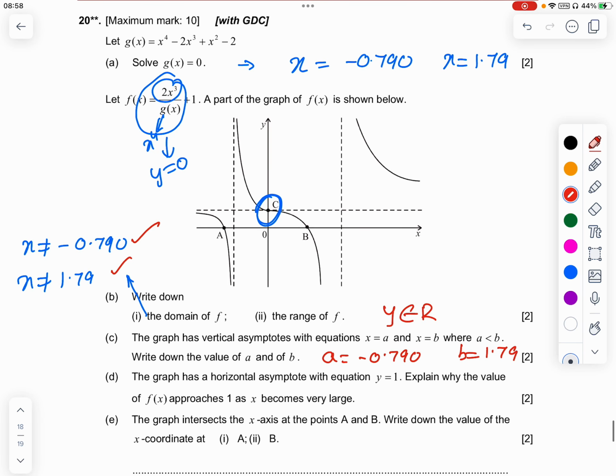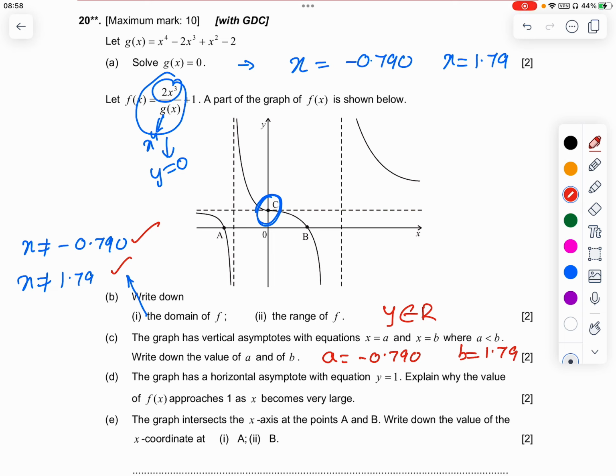The graph has a horizontal asymptote with an equation y equals 1. Explain why the value f of x approaches 1 as x becomes very large. So what happens when x is large? G of x becomes much larger than, because it is x power 4, much larger than 2x cube. So 2x cube upon g of x will be approaching 0. So therefore f of x will be approaching 0 plus 1, means f of x will be approaching 1.